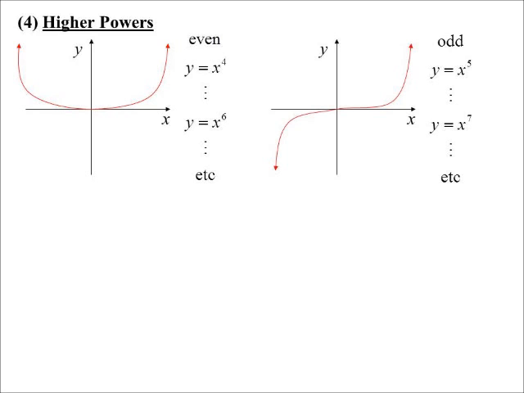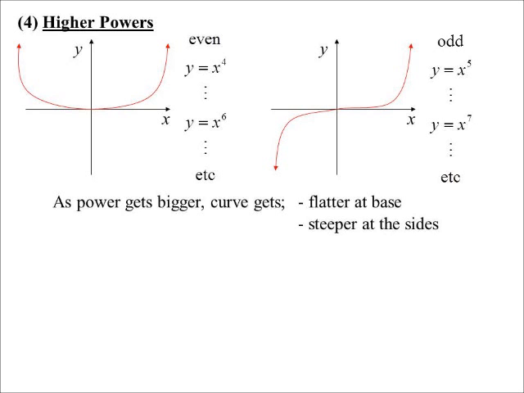Same thing happens with the odd powers. All of the odd power ones will look like our cubic, but again, as the power goes up, flatter at the base, steeper at the sides. So powers get bigger, flatter at the base, steeper at sides.